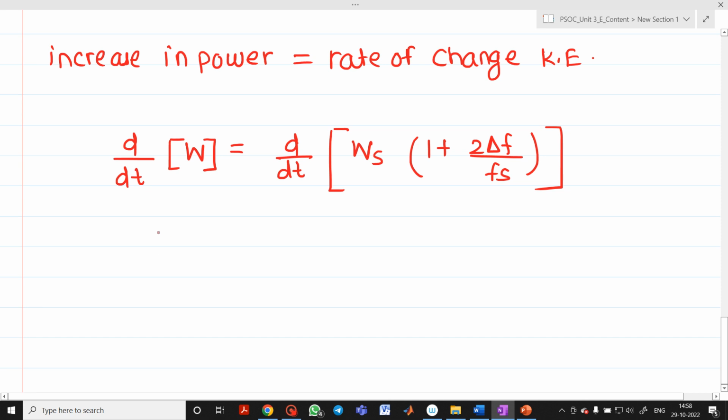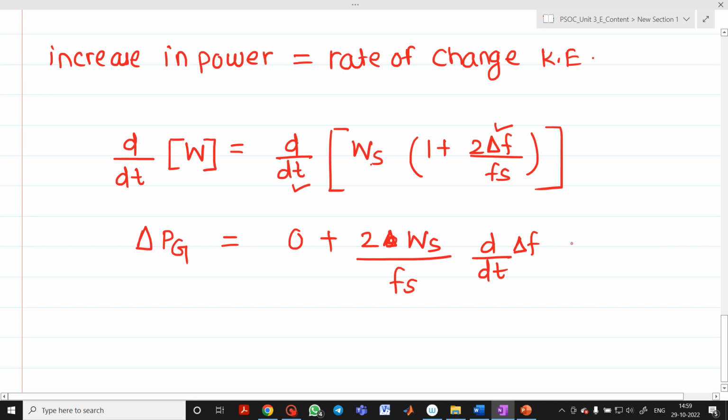Now what is this d by dt of W? This is nothing but your generating power, Pg, and as it is a rate of change, the change is represented by a delta. So delta Pg will be equal to, taking it inside, Ws, which is a constant, so its derivative will be 0, plus 2 into Ws upon Fs, which are constants, and delta F, which changes with respect to time, so d by dt of delta F. Consider this as equation number 12.